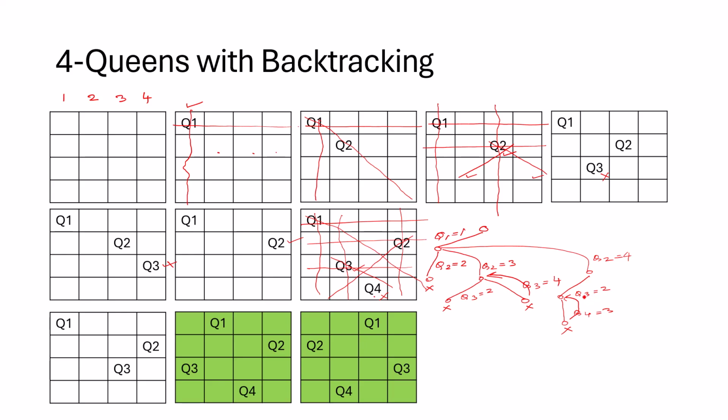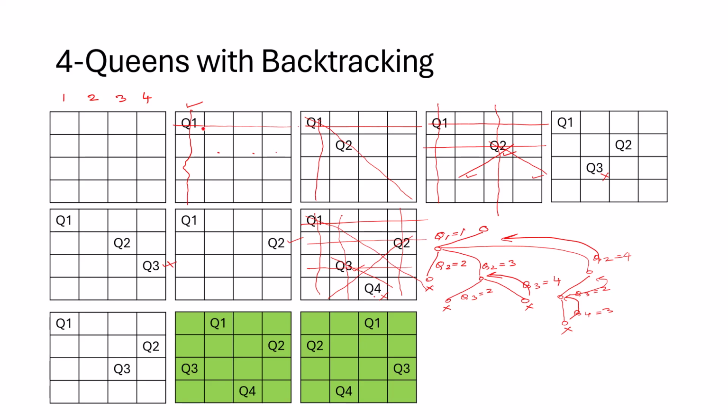If you remember, Q3 cannot be below Q2 on the third column or fourth column because they are on the line of Q1 and Q2. So then we go back to Q2's position and check if there is any other place for Q2. No, Q2 has checked all the positions. So then we need to go back to Q1 and see where else we can put Q1.